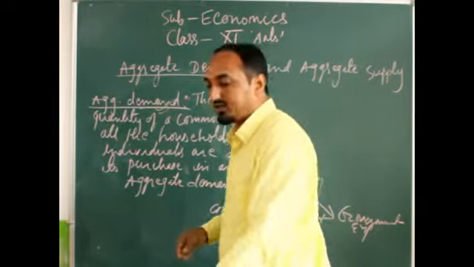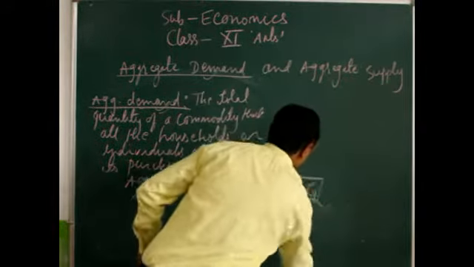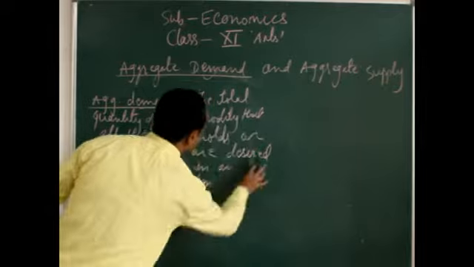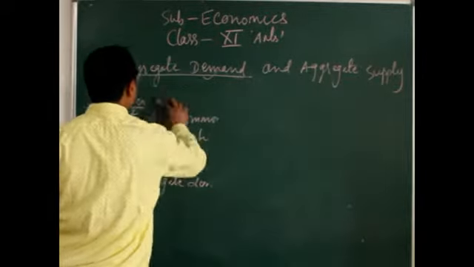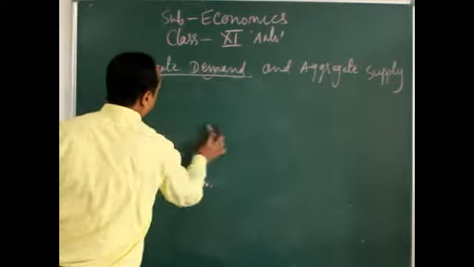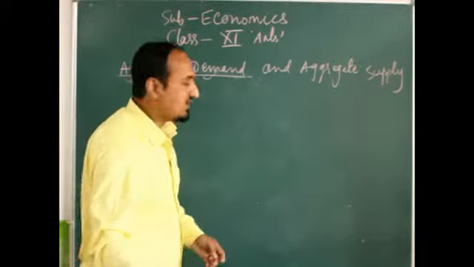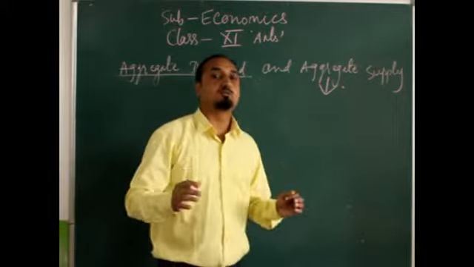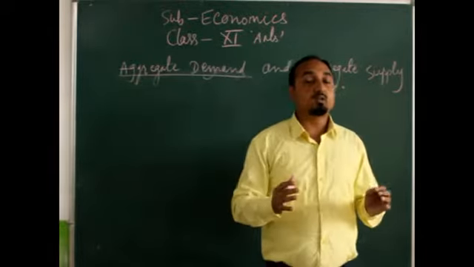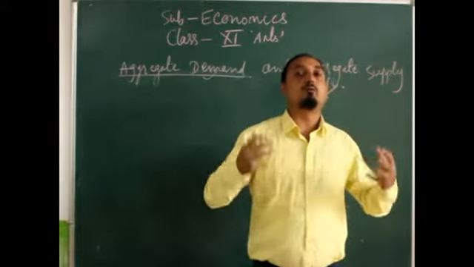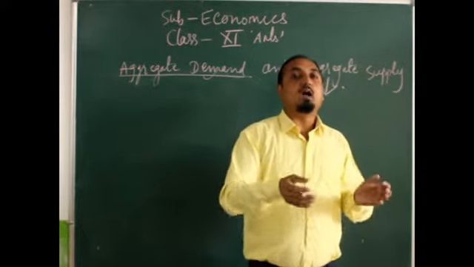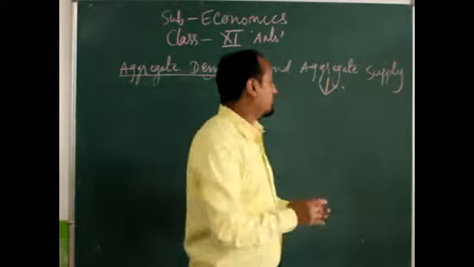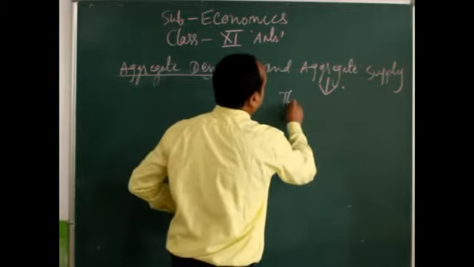Now we will move to aggregate supply. Next one we have aggregate supply. So aggregate supply refers to the total quantity of commodity that all the producers or all the firms are willing to produce and supply in an economy.